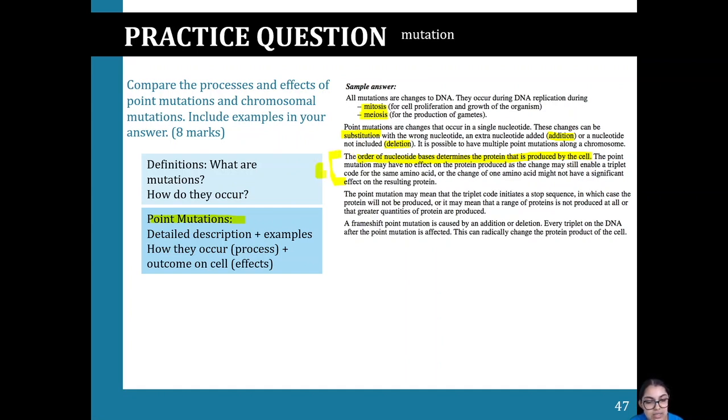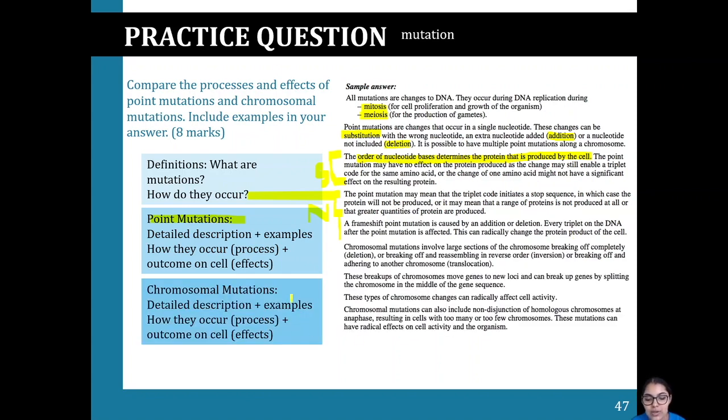So that's silent. The point mutation may mean that the triplet code initiates a stop sequence, in which case the protein will not be produced. It may mean that a range of proteins are not produced at all, or that greater quantities of proteins are produced, and that will be a nonsense mutation. And finally, a frameshift point mutation is caused by an addition or deletion. Every triplet on the DNA after the point mutation is affected. This can radically change the protein product of the cell. And this is just a quick little summary on point mutations.